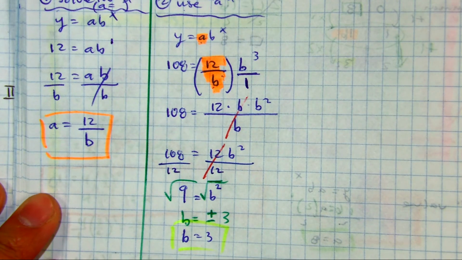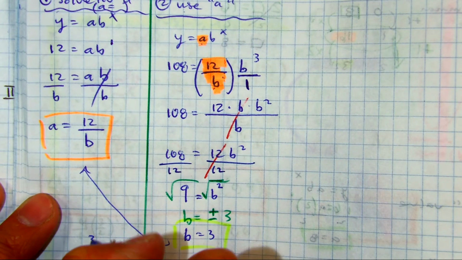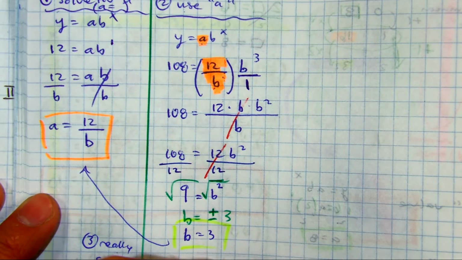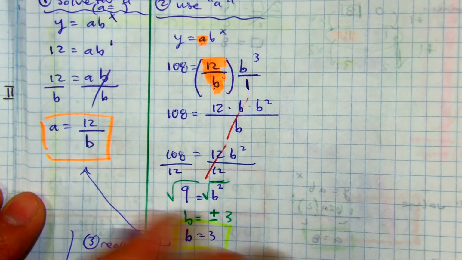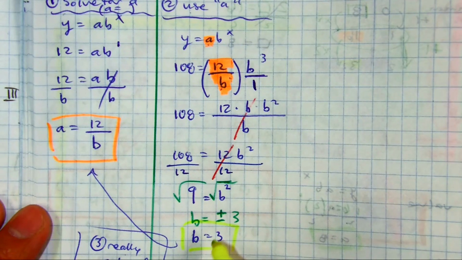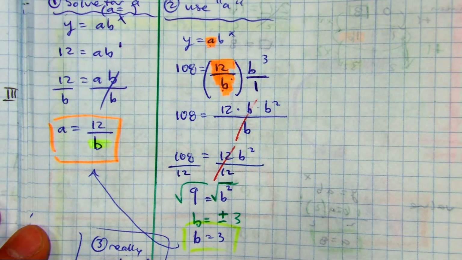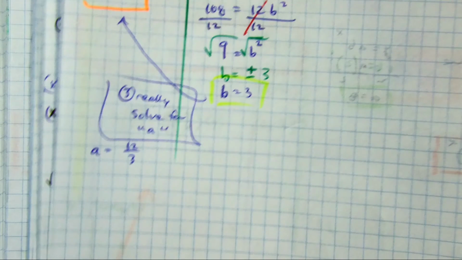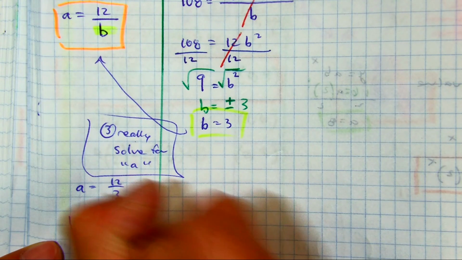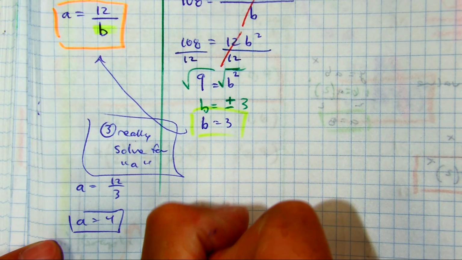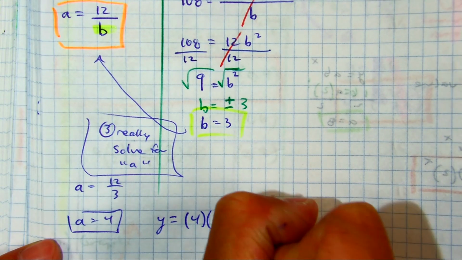Step number 3, really solve for A. I'm going to put my B value in here, and I get A equals 12 divided by 3. 12 divided by 3 is what, class? 4. So I have A equals 4, B equals 3, and y equals 4 times 3 to the x power is our answer.